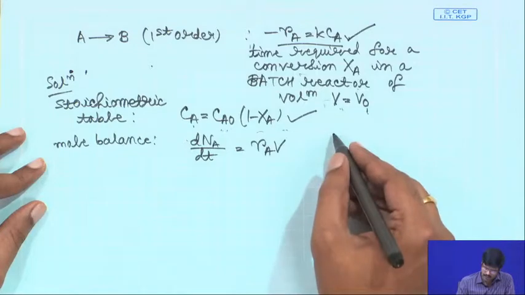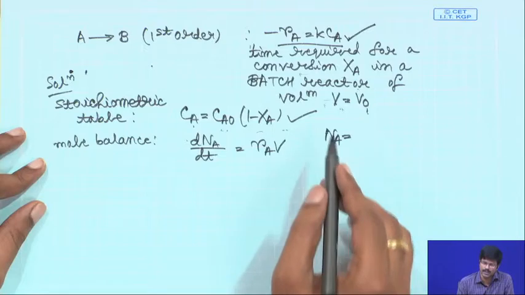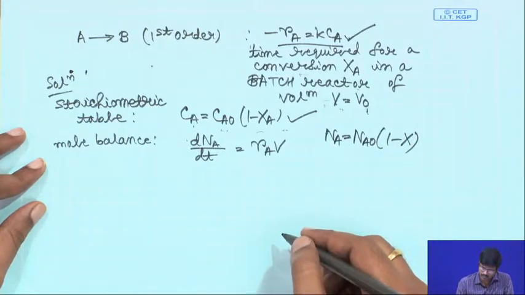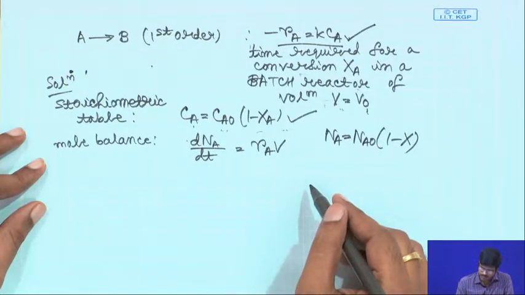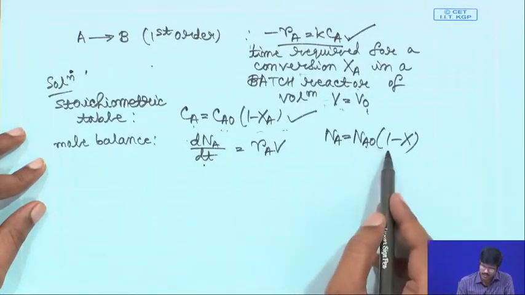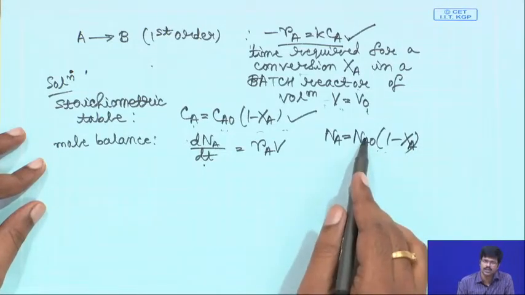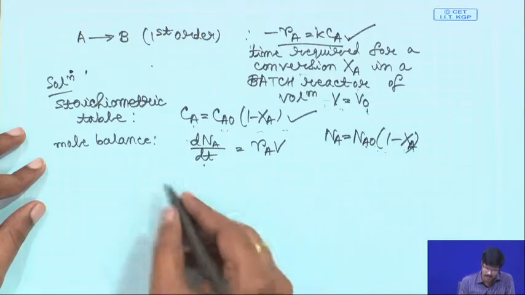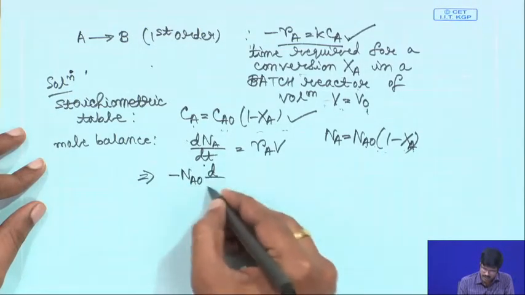Now, remember that Na, the number of moles of A at a particular time t, is equal to the initial number of moles times 1 minus x. So, if you replace that here, what do you get? d/dt of Na0 minus d/dt of Na0 times xa. Now, d/dt of Na0 is 0 because Na0 is constant, and d/dt of Na0 times minus xa will be equal to minus Na0 d/dt of xa.